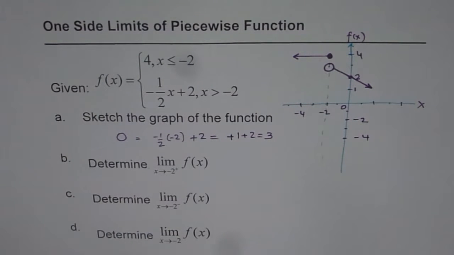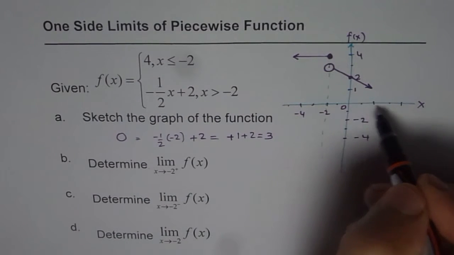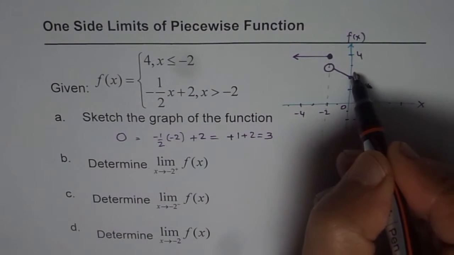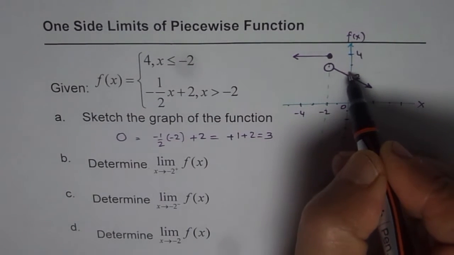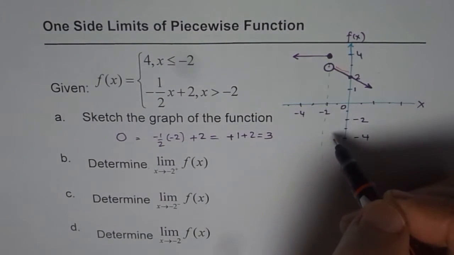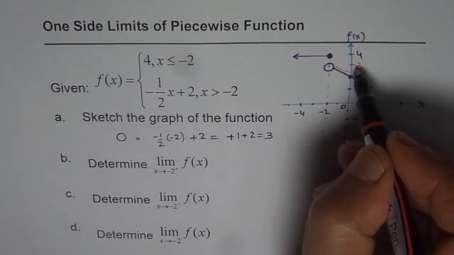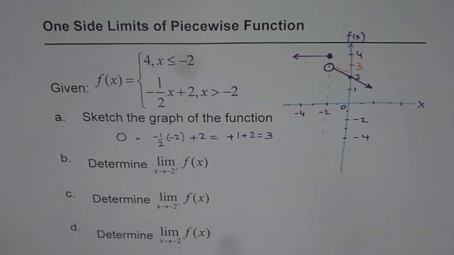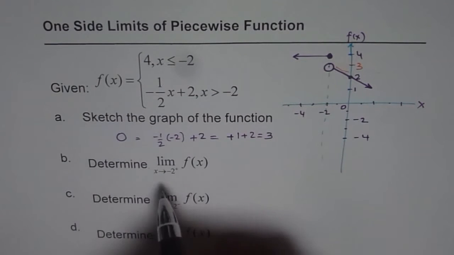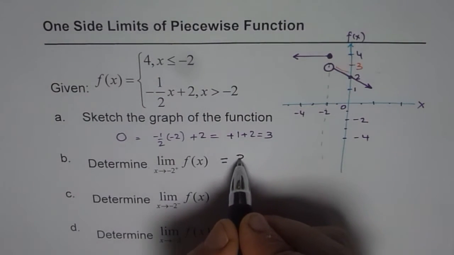Now, let's answer the other questions. The next one is to determine the limit of the function when x approaches minus 2 from the right side. When we have the small plus sign on top as an exponent, it is telling you to find the limit of the function as x approaches from the right side. So if x is approaching this value from the right side, then it's going to hit the graph somewhere here, right? As you approach minus 2, where will you land? You will land at 3, right? That is how you find a one-sided limit. Therefore, the limit of the function as x approaches minus 2 from the right side is 3.